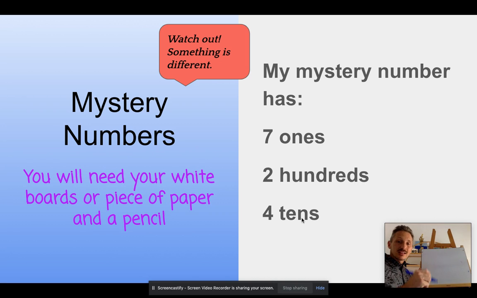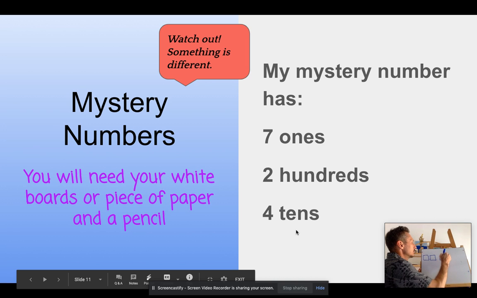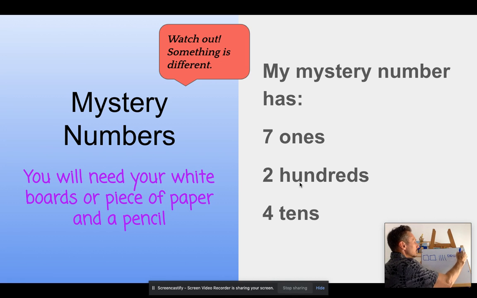Let's make those together. Let's start with the hundreds, because we know that those are going to be the biggest. So I'm going to have 2 hundreds. It says I have 4 tens: 1, 2, 3, 4. And then I have 7 ones: 1, 2, 3, 4, 5, 6, and 7. Okay? I think the order of the numbers is different. So that's going to be kind of tricky, and that's why it's maybe a mystery number. So my number is 200, 47. Okay, so that's going to be kind of tricky there.